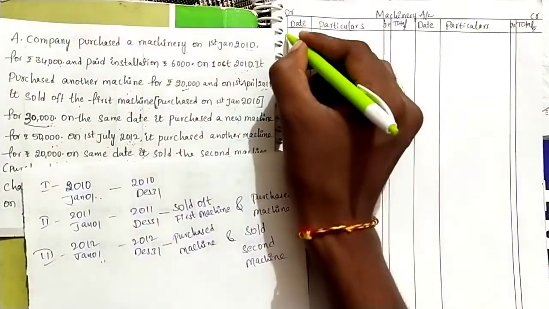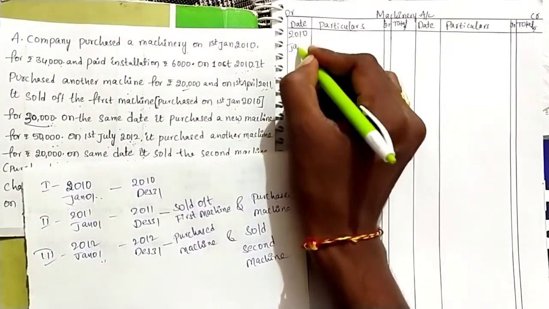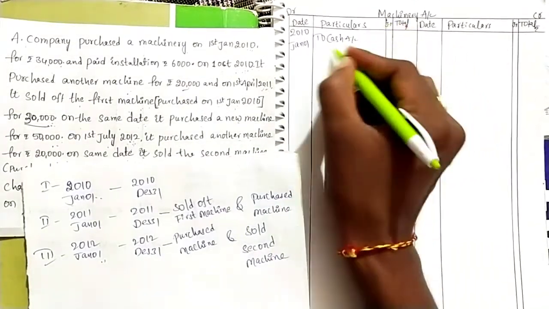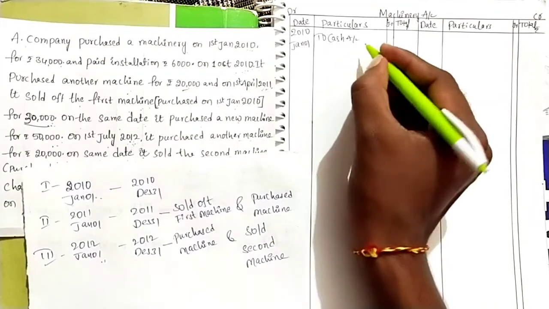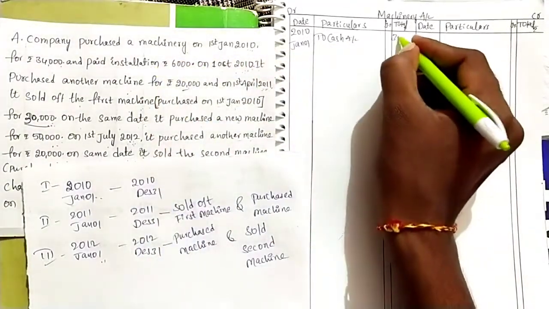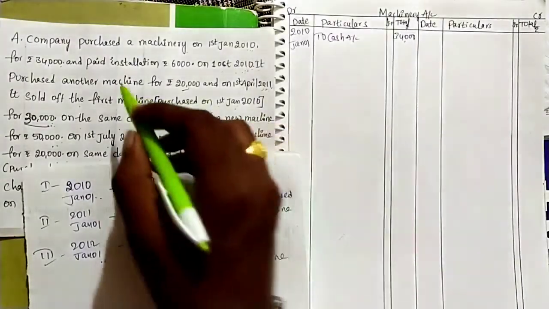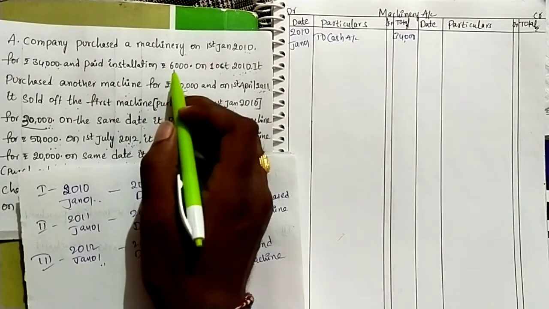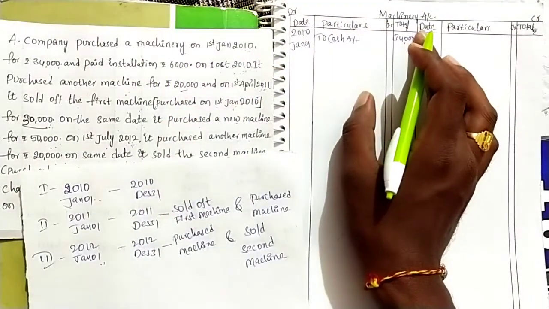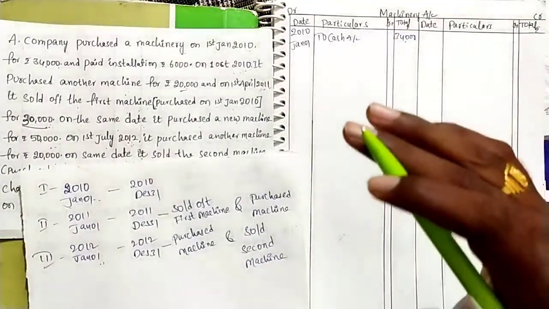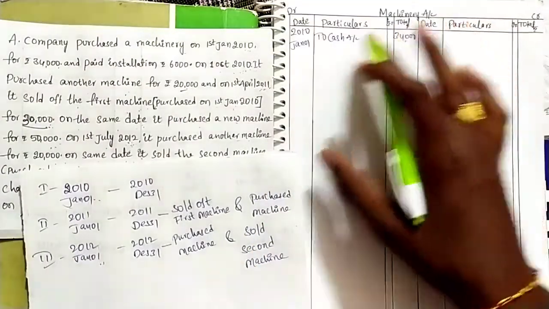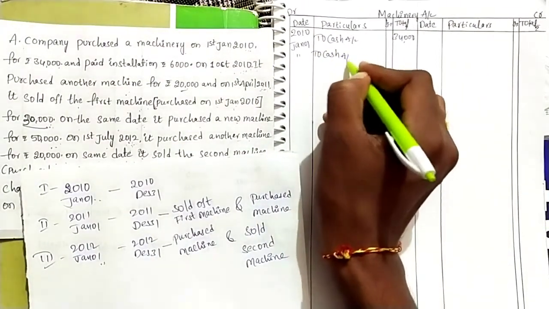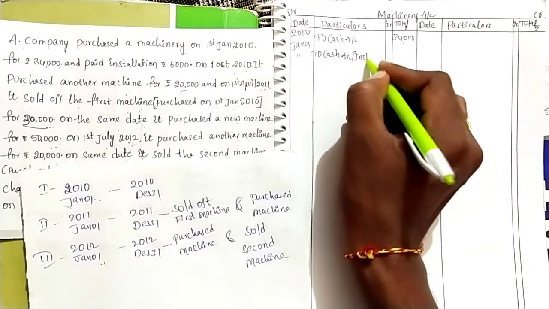So we have to write in the debit side, first year 2010 January 1st, to cash account. Machinery comes in, cash goes out. That's why cash account is credited. See this, what is the cost? 34,000. Next, paid installation charges, rupees 6,000. Installation charges will be added to the machinery, so automatically machinery value will increase. At the time of increasing the machine, again machine account is debited. So we have to write same cash account in the bracket installation.